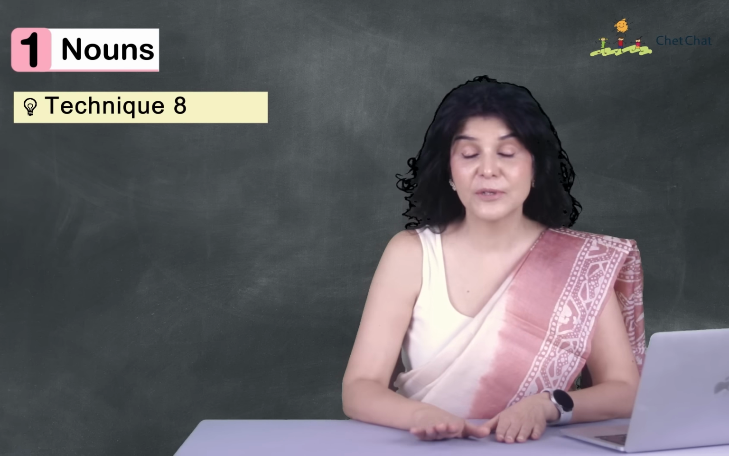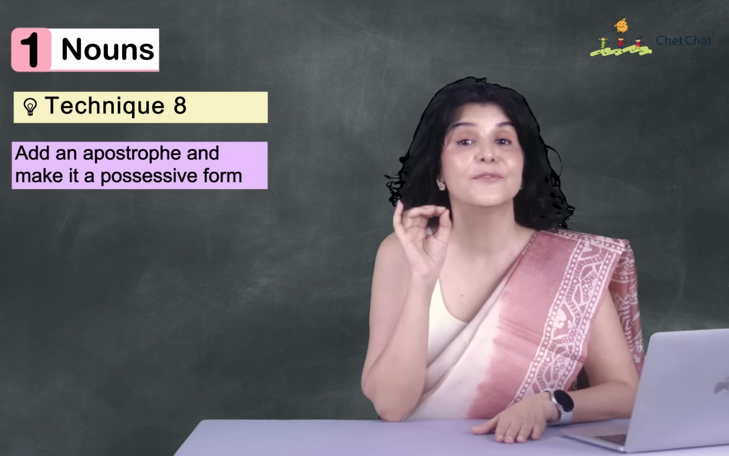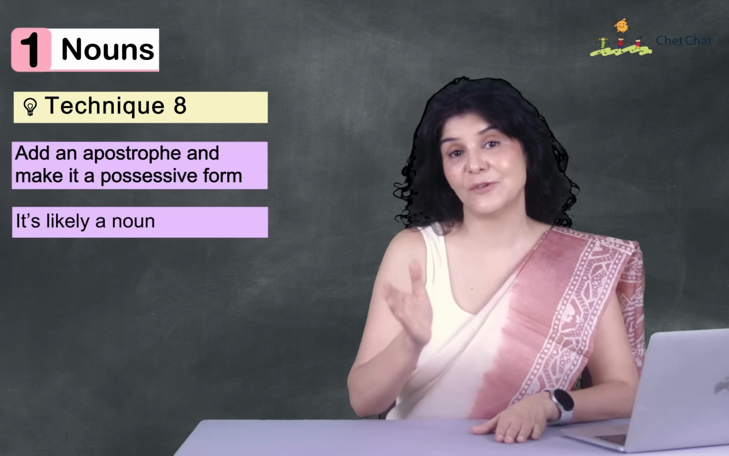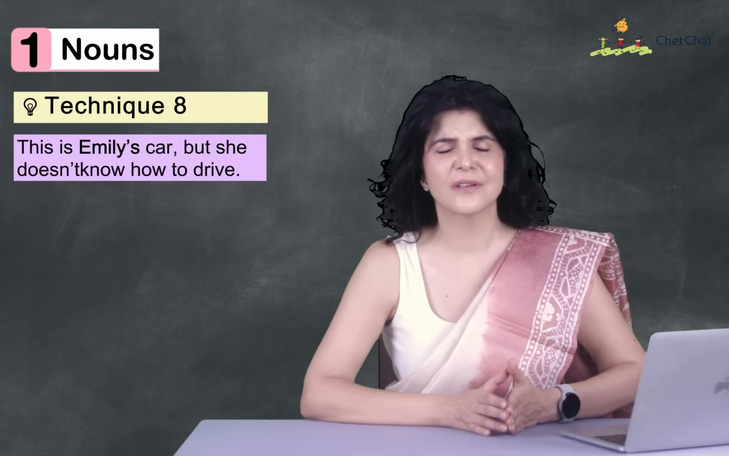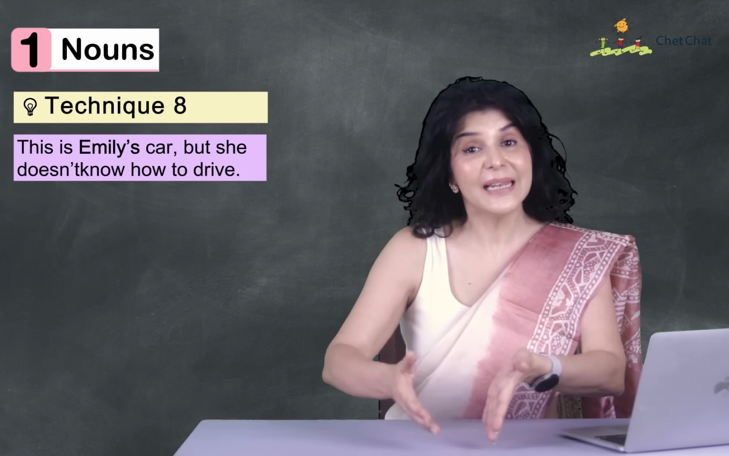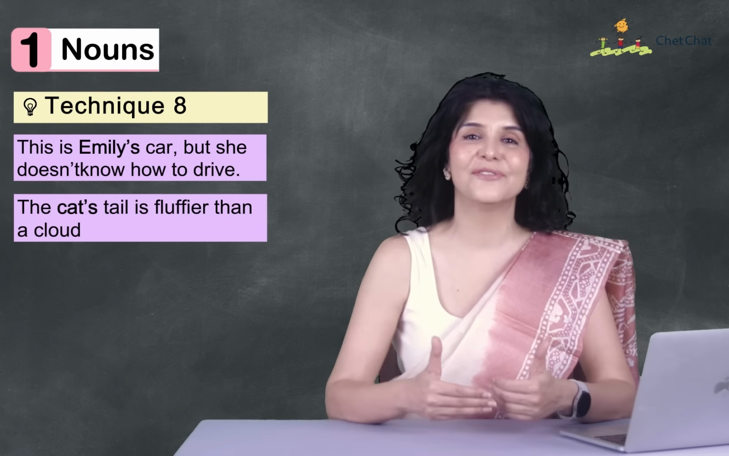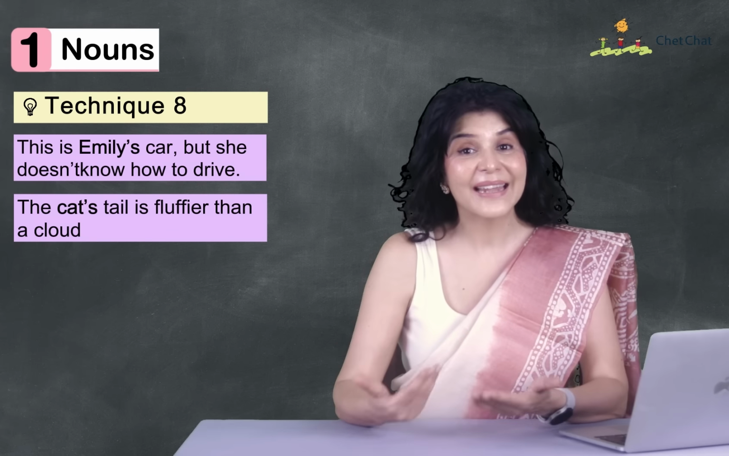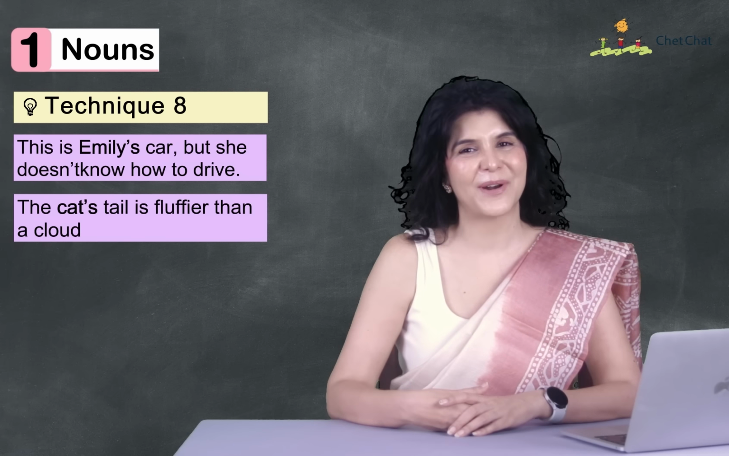If you are able to add an apostrophe and make it in a possessive form, it is likely to be a noun. This is Emily's car, but she doesn't know how to drive. Emily's is a possessive noun. The cat's tail is fluffier than a cloud. Cat's is a possessive noun and it's very proud.